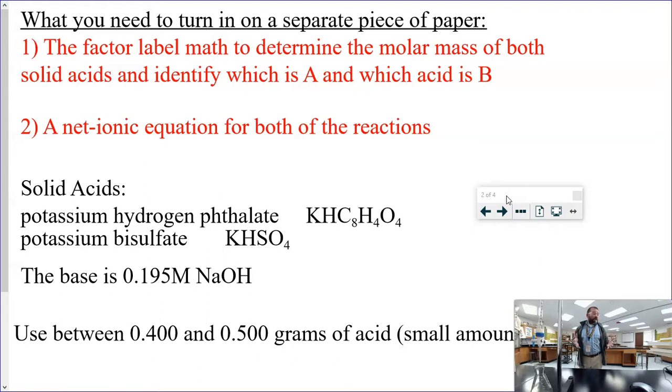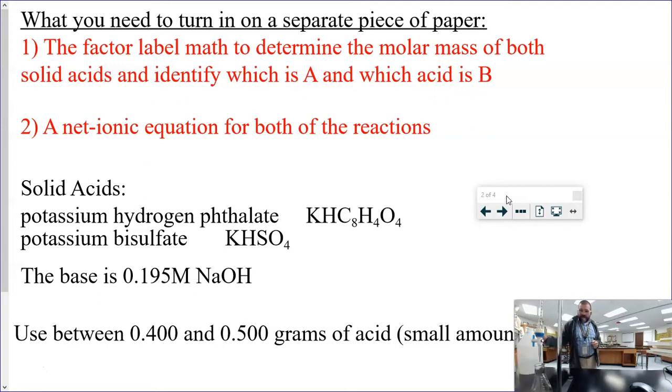So anyway, I have some more information there. The 2 unknown solid acids, which are really salts, I have potassium hydrogen phthalate, which is KHC8H4O4, and then I have potassium bisulfate, KHSO4. The base I'm using, like I said, is sodium hydroxide. I have a solution of it in this jug right here, and it is 0.195 molar. Okay, so that's the molarity of this. This is going to be our titrant. This is what I know. It's going to go in the burette.